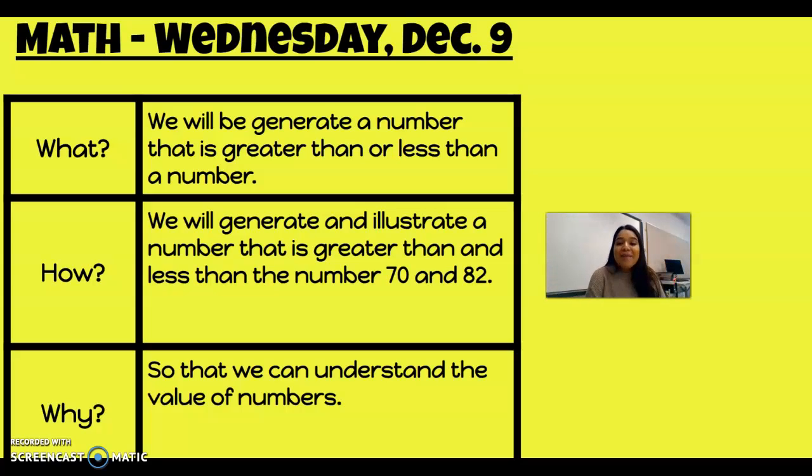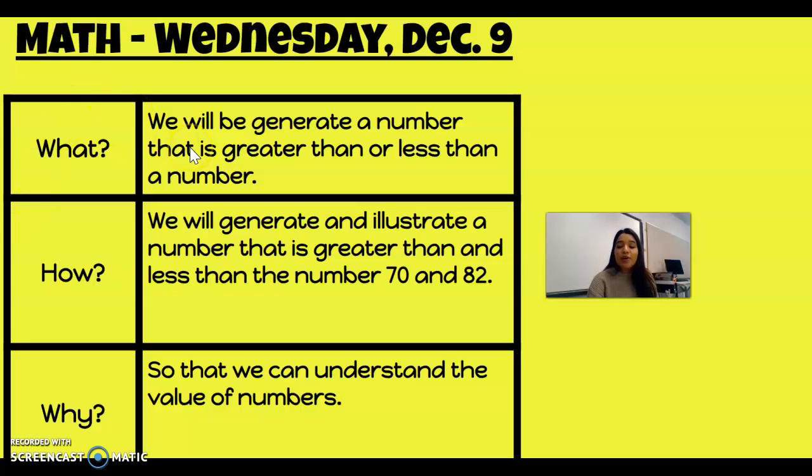First grade, happy Wednesday! What we will be doing is we will generate a number that is greater than or less than a number. How we will be doing that is we will generate and illustrate a number that is greater than and less than the numbers 70 and 82. This is important so we can understand the value of numbers.